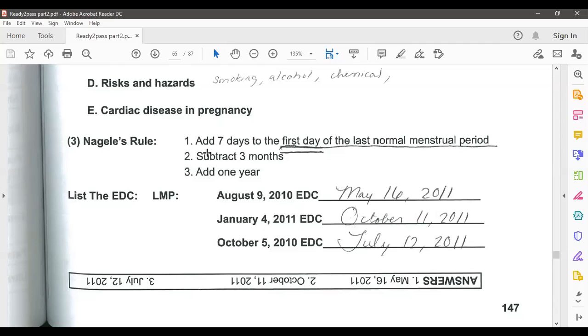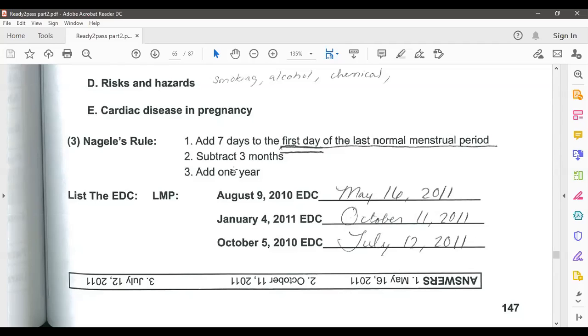We have to find out the first day of the last menstrual period. Then fix that date, add 7 days to the first day of the last menstrual period, then minus 3 months and add 1 year.